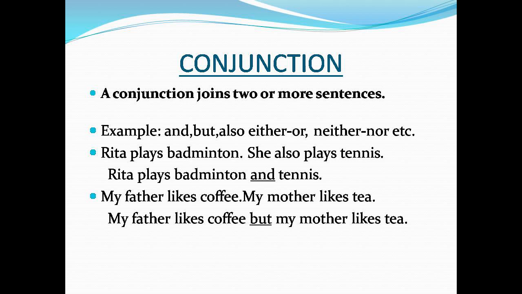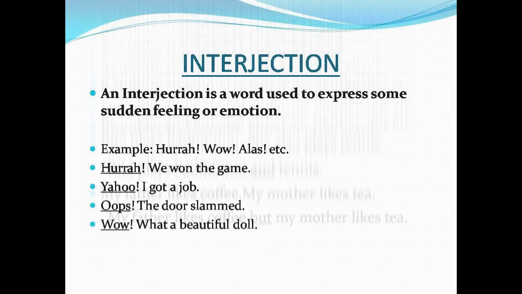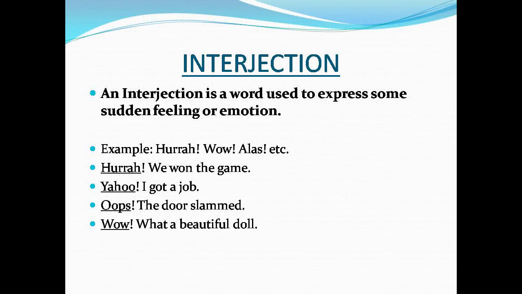Next is the last but not least, interjection. So interjection, what is this? An interjection is a word used to express some sudden feeling or emotion. So what kind of emotion, what kind of feeling is it? Examples like hooray, wow, alas, it just goes on. I've given some examples here. Hooray, we won the game. Yahoo, I got a job. You can express it in a way, Yahoo, I got a job.